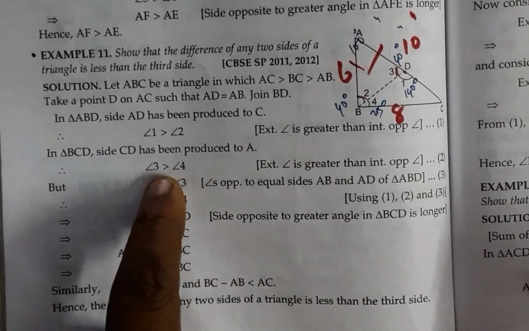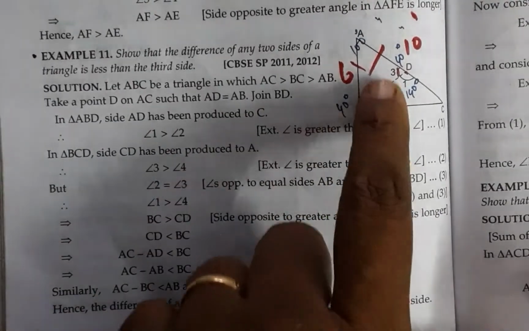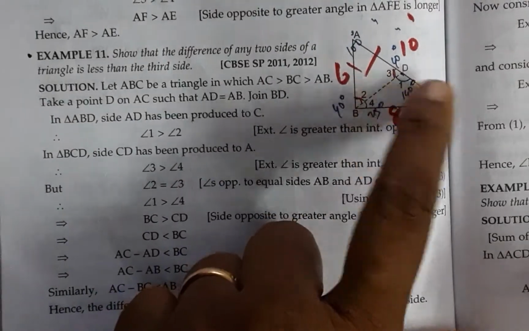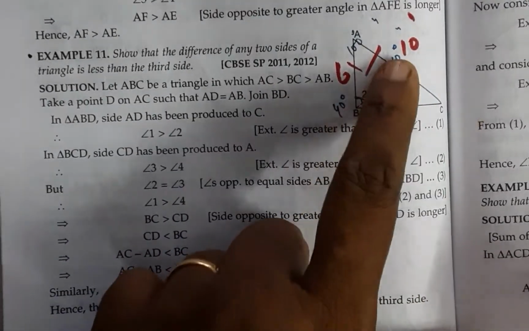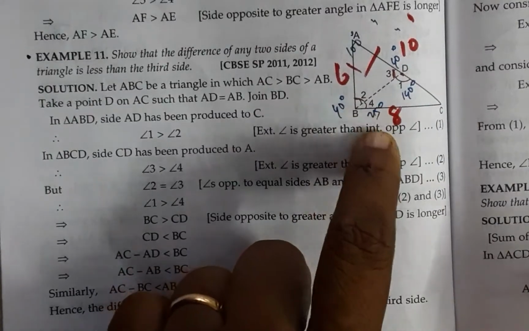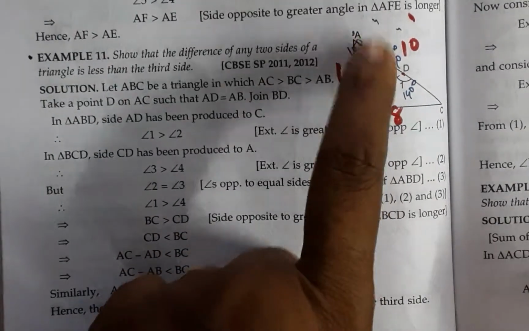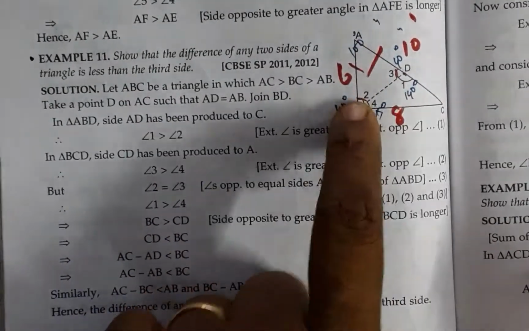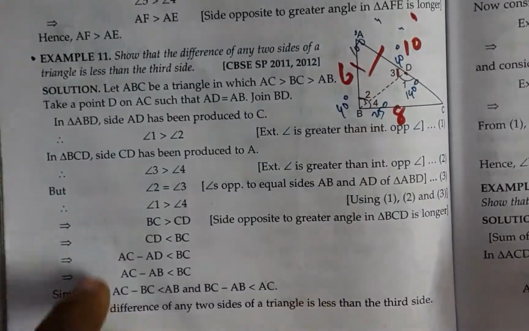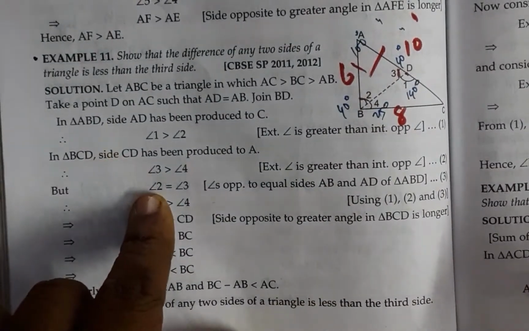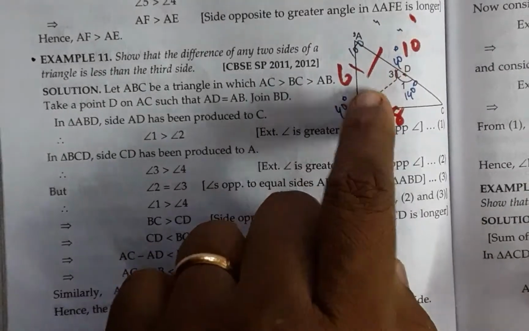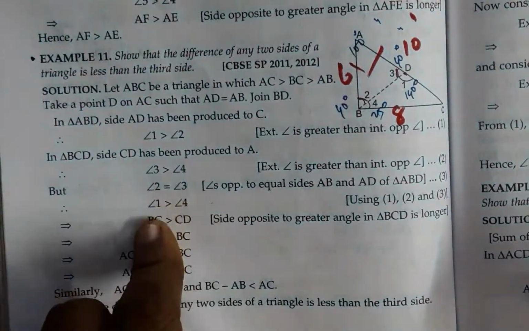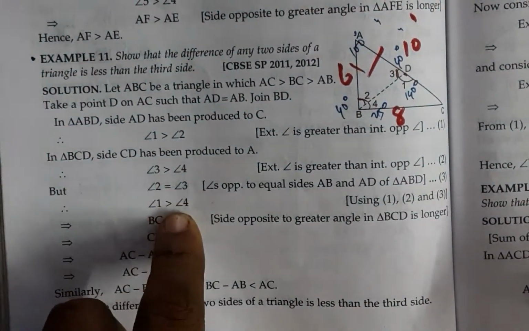Next, angle 3 is greater than angle 4. Now this being the external angle of this triangle BDC, angle 3 is always greater than this angle, because this is the external angle, and the sum of these two angles will be this angle. And next he says 2 and 3 are equal because these are the base angles of this isosceles triangle.